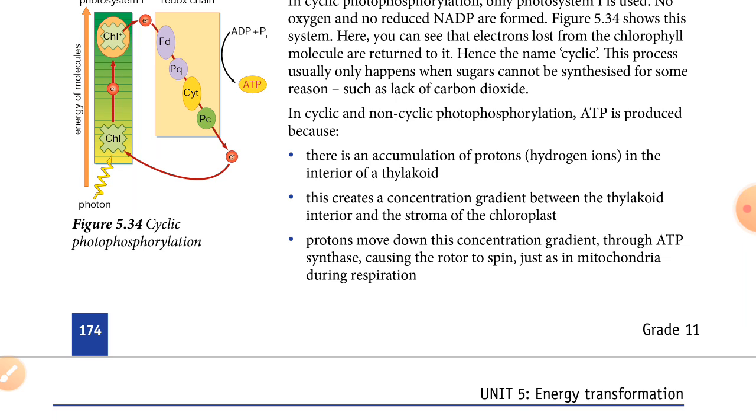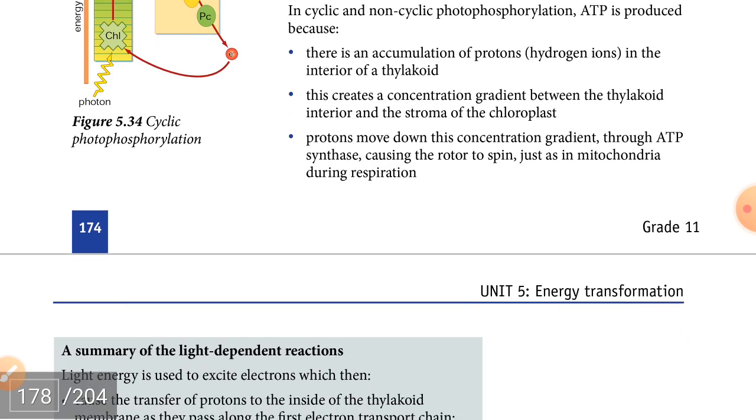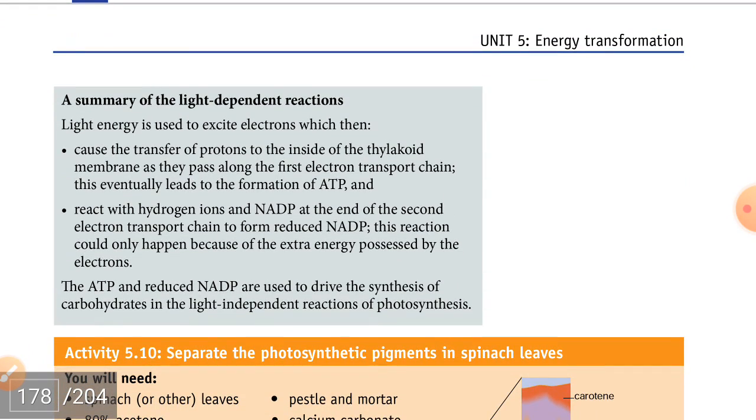Causing the rotor to spin. Akkuma respiration keessatti ilaalle kun immoo maal fedhadha? Rotoriin sun akka inni spin ta'uuf. Just as in mitochondria during respiration, okay? A summary of the light dependent reactions. Light energy is used to excite electrons. Light energy electron excite gochuudhaafidha kan nuti fayyadamnu. Then cause the transfer of protons to the inside of the thylakoid. Thylakoid keessatti akka inni maal ta'uuf akka inni darbuuf jechuudha.